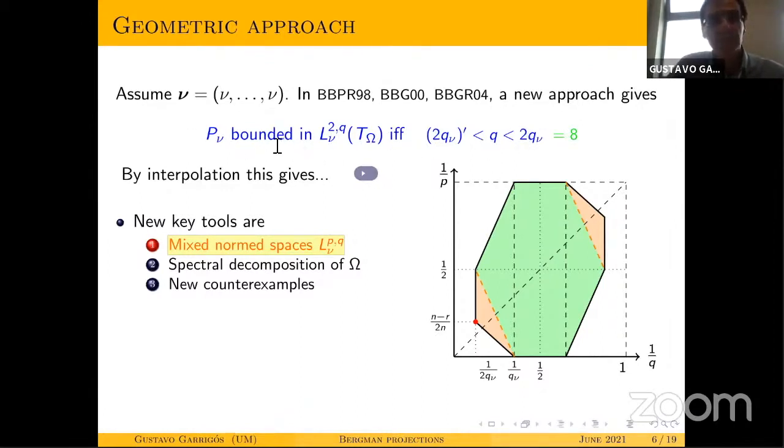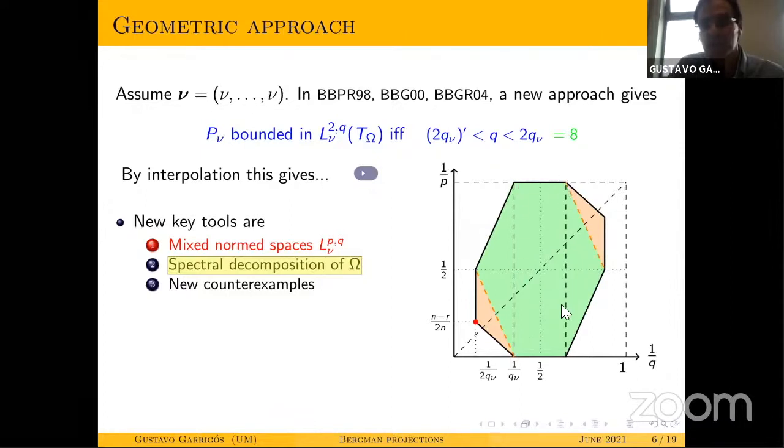Okay, and well, it is not so simple as just using the Schur lemma. You need to know something more, some geometric information, and this is the spectral decomposition of the cone, which I will discuss in the next slide. And combining these two things, one can prove that P_nu is bounded in L^2_q if and only if, and then there is here a range. It's 2 times the number that one obtains from the trivial approach. So for p equal to 2, you have this line, which is sharp, and from the approach of positive operators, you get 1 over q_nu, which is this rectangle.